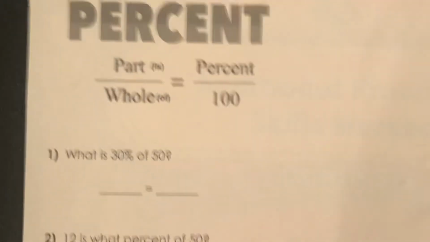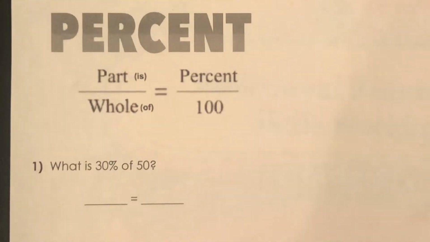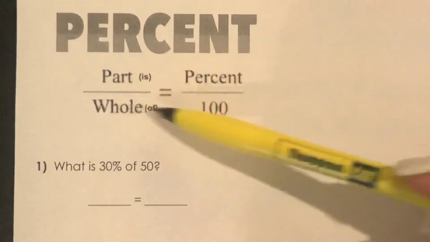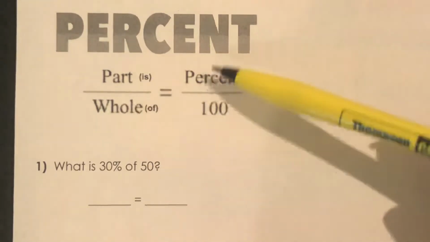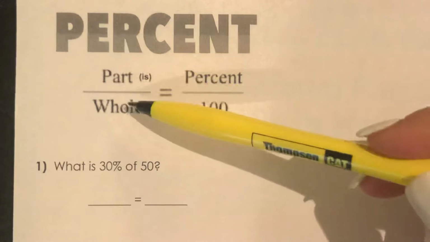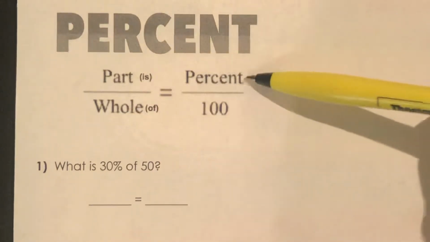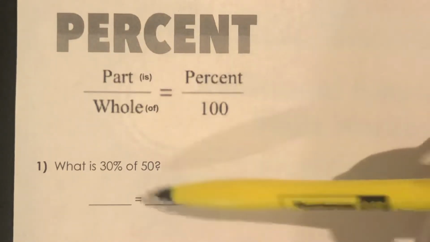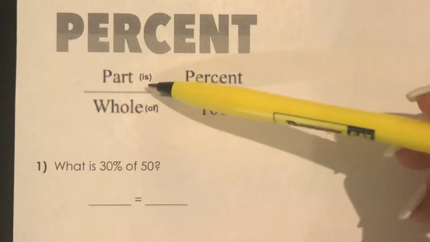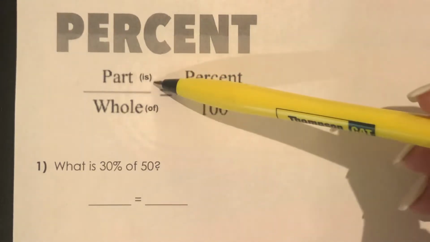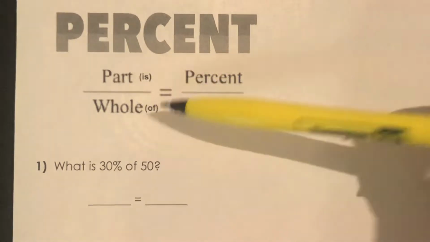Okay, so this week we're talking about percents, and this is what we're going to use to solve our percent problems. We have part over whole equals percent over 100. For these first three that we're going to do, you'll need to remember that part is "is" and whole is "of."